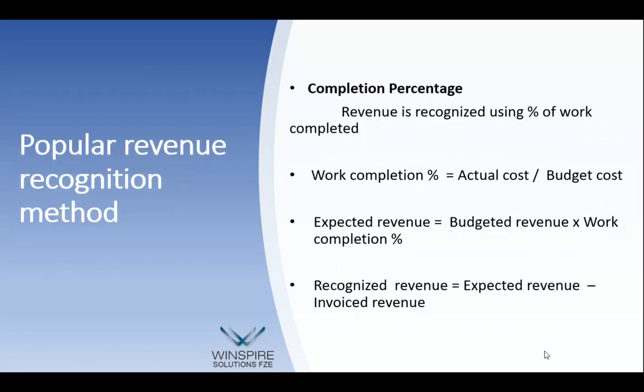Can you go to the next slide? It is done based on a completion percentage. Revenue is recognized using percentage of work complete. Work completion percentage is equal to actual cost divided by budgeted cost, and expected revenue is the budgeted revenue multiplied by the work completion as per the previous line. So when you do invoicing and then do the revenue recognition, the revenue is recognized to this extent. That is the concept of revenue recognition used in most companies, and this point will be more relevant for finance and accounting people.